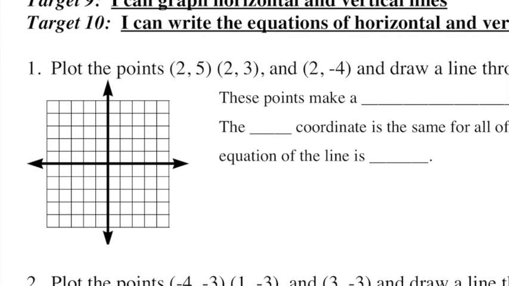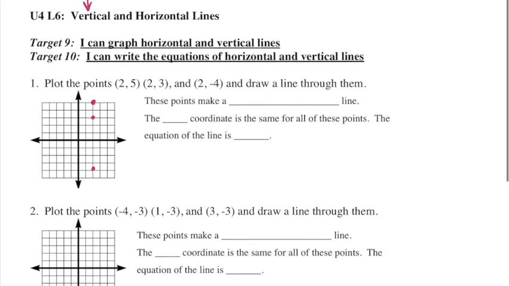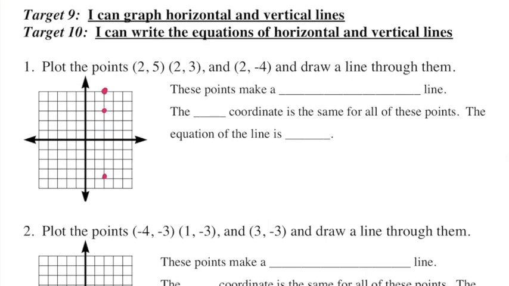We're going to plot (2, 5), (2, 3), and (2, -4). We're going to notice that this set of points makes a line, but it's a vertical line. It's a straight up and down line. There's no slope to it, no angle. So these make a vertical line, and what you're going to notice about them is that all of them have an x-coordinate of 2. The x-coordinate is the same for all these points.